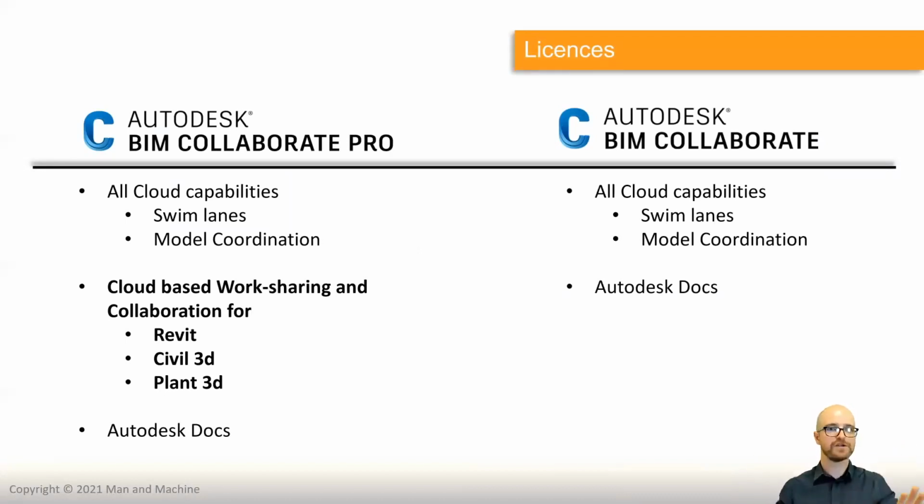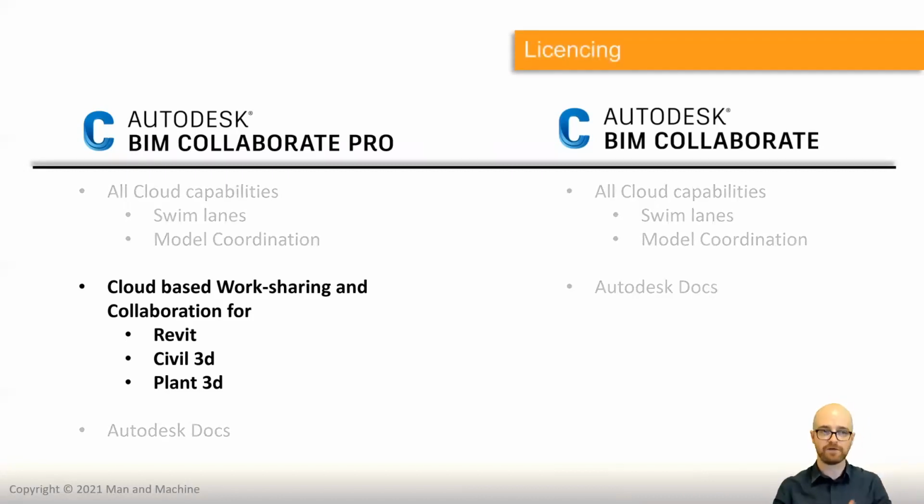So there's the Pro version and there's just the Collaborate version. They both have exactly the same, except the Pro version. So you get Autodesk Docs with both, you'll get the cloud capabilities with both. The biggest difference, or the only difference, is that Collaborate Pro is for your designers, for anyone who needs to collaborate or work share on either Revit, Civil 3D, or Plant 3D. But otherwise, everything else is exactly the same.